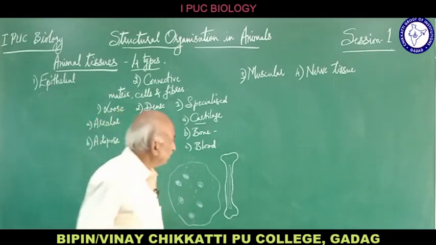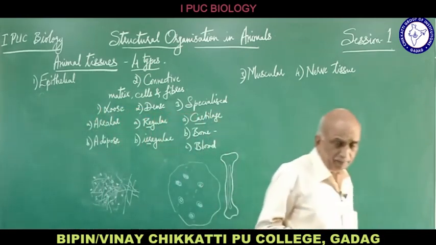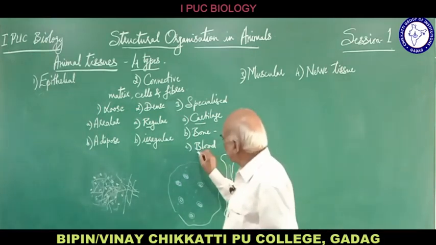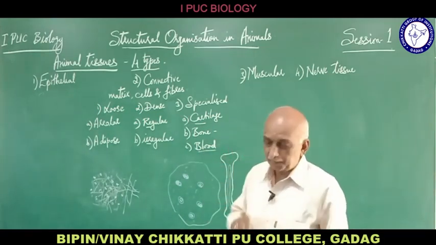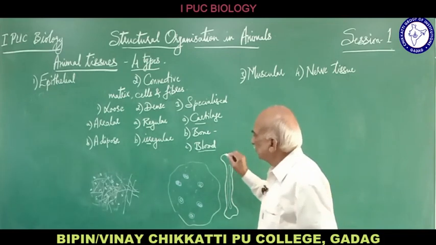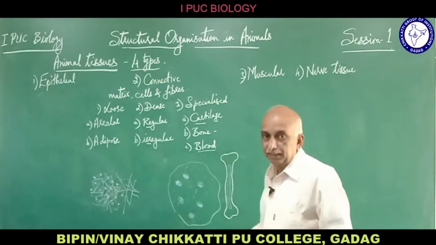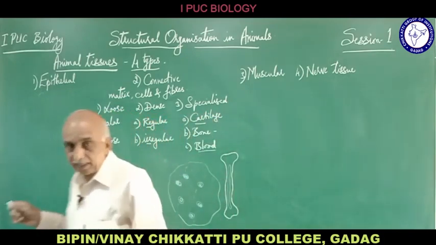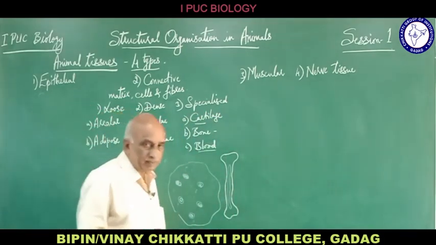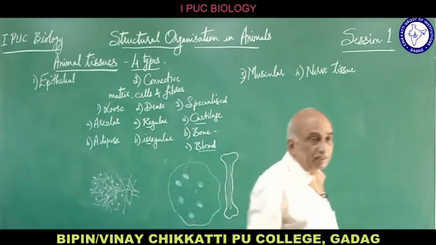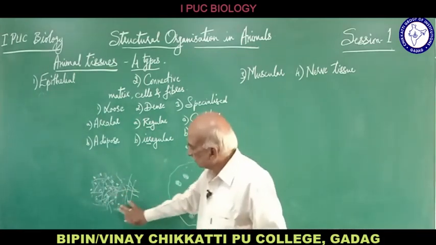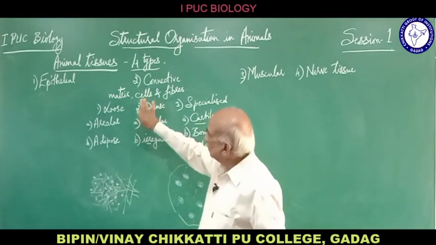Then if you come to the blood, we need not study more about blood here, just a brief explanation. Blood is also a connective tissue, but it does not have fibers. It has matrix and cells. Only two components. So the matrix of the blood is called plasma. So here also there is a matrix in the blood.